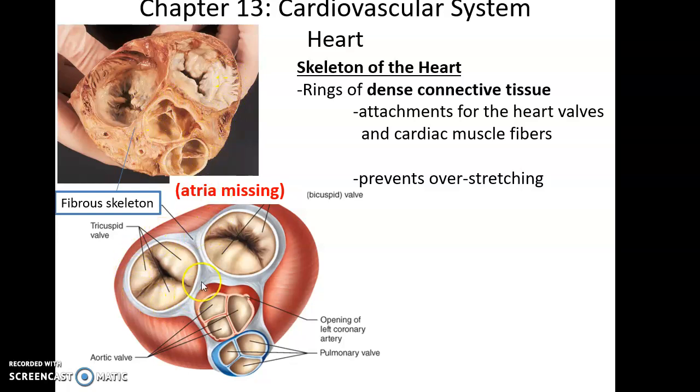And this is the fibrous skeleton of the heart, this dense connective tissue surrounding the valves. They act as an attachment point for the valves of the heart. They also act as an attachment point for the cardiac muscle fibers. And another important function is they prevent the valves from overstretching, which is very important. We do not want the valves of the heart to become damaged, to become overstretched, and unable to close properly.